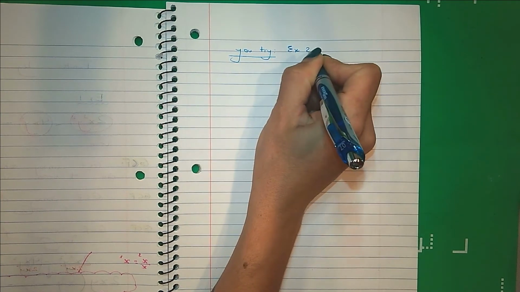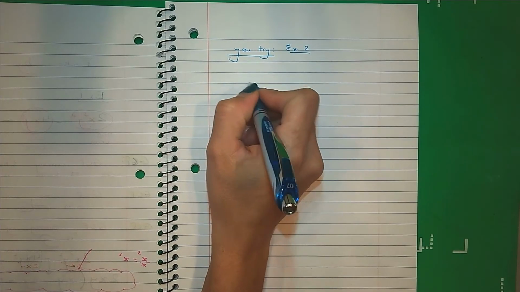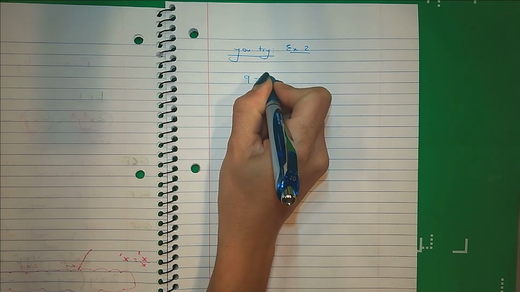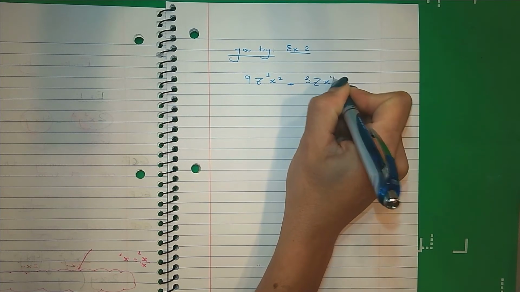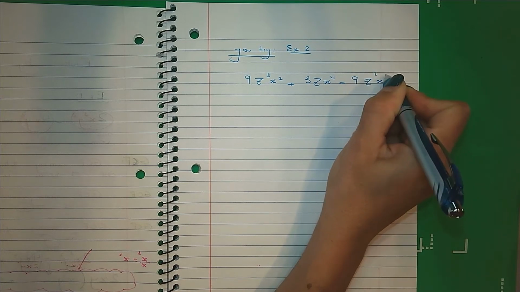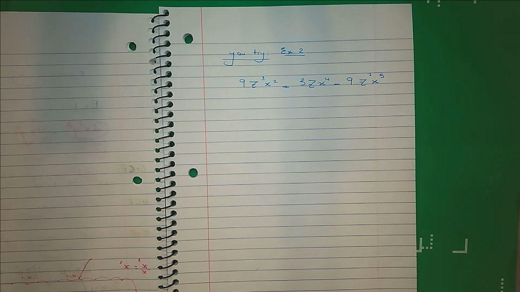And this is example 2. We will go with 9z cubed x squared plus 3z x4 minus 9z squared x5. So in here, how many terms do I have? So I'm going to, or hopefully you will, give yourself 1 minute to do the you try part. And then after that, I'm going to explain it really quick, just like we do in class.